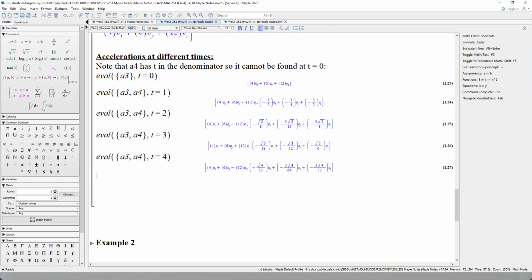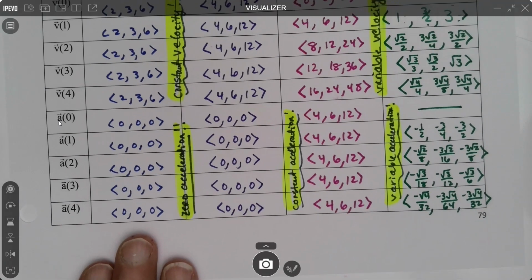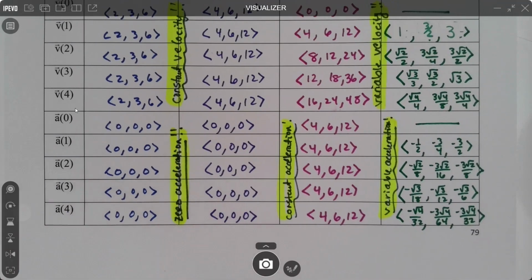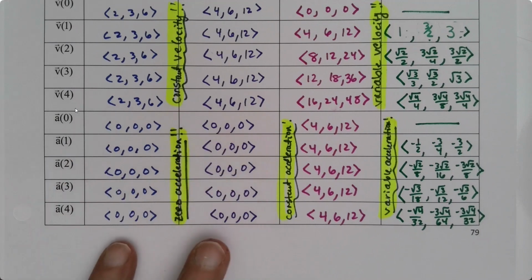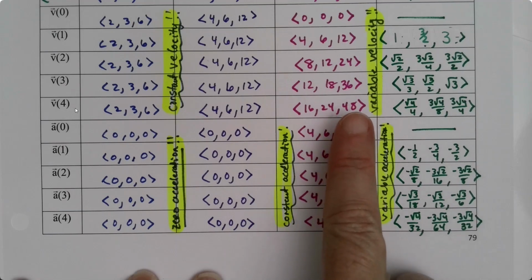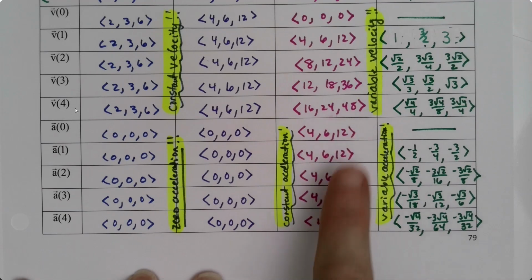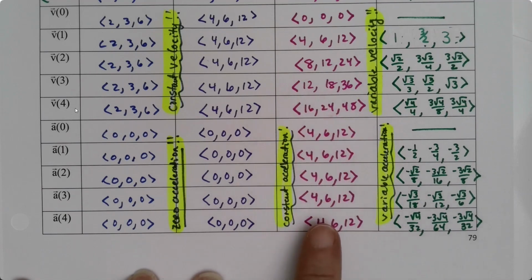All right, so I'm going to write those in the table. There we are. We have them back. Okay, so the accelerations for the first two, because they had constant velocity, their accelerations are zero. For this one, it had a non-constant velocity, had a variable velocity, but it was variable in the same way. So the accelerations all turned out to be 4, 6, 12.